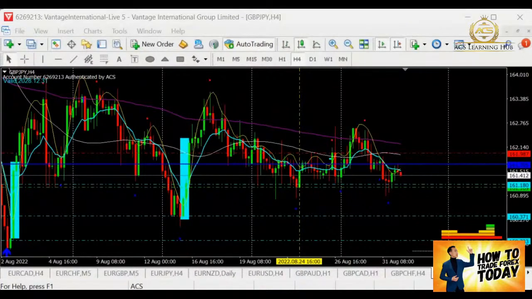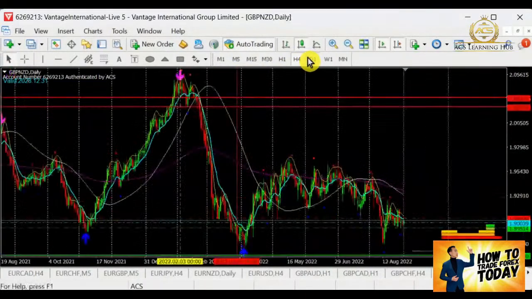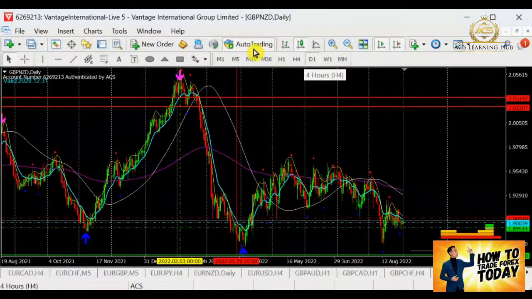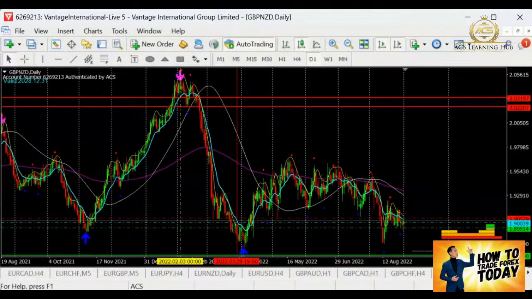So let's take a look. Pound Kiwi. Well, with Pound Kiwi, we are still in the bull. Today we are going to move in the bull direction. So tentatively for Pound Kiwi, we are not doing anything for selling. Just leave it alone and we'll move away.